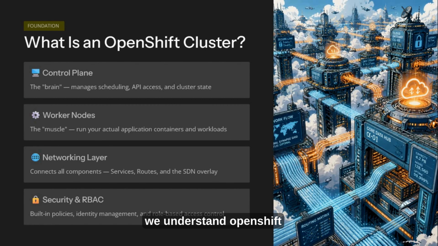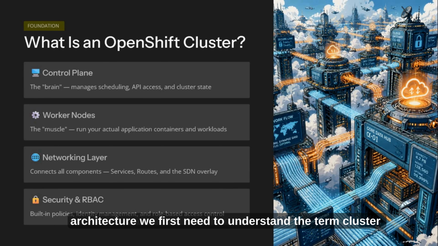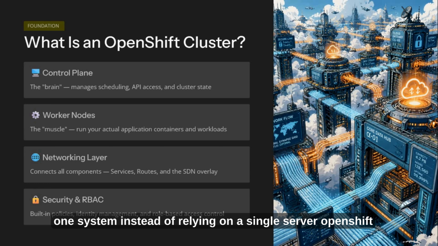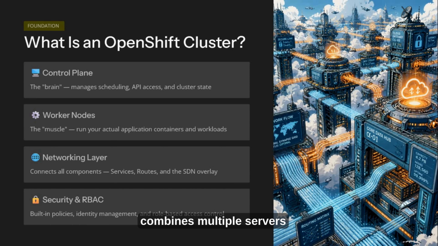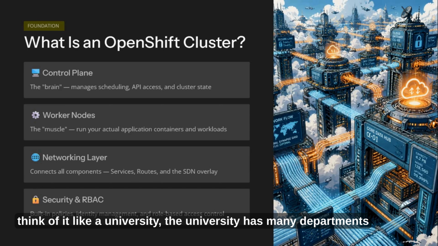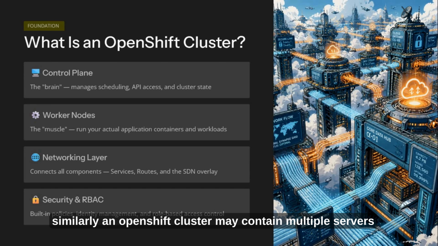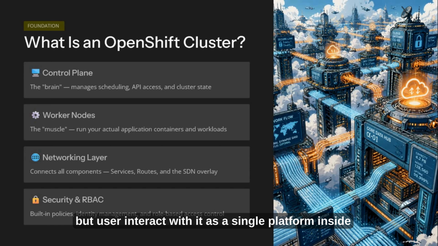Before we understand OpenShift architecture, we first need to understand the term cluster. A cluster is simply a group of computers working together as one system. Instead of relying on a single server, OpenShift combines multiple servers into one logical platform. Think of it like a university. The university has many departments, but students experience it as one institution. Similarly, an OpenShift cluster may contain multiple servers, but users interact with it as a single platform.